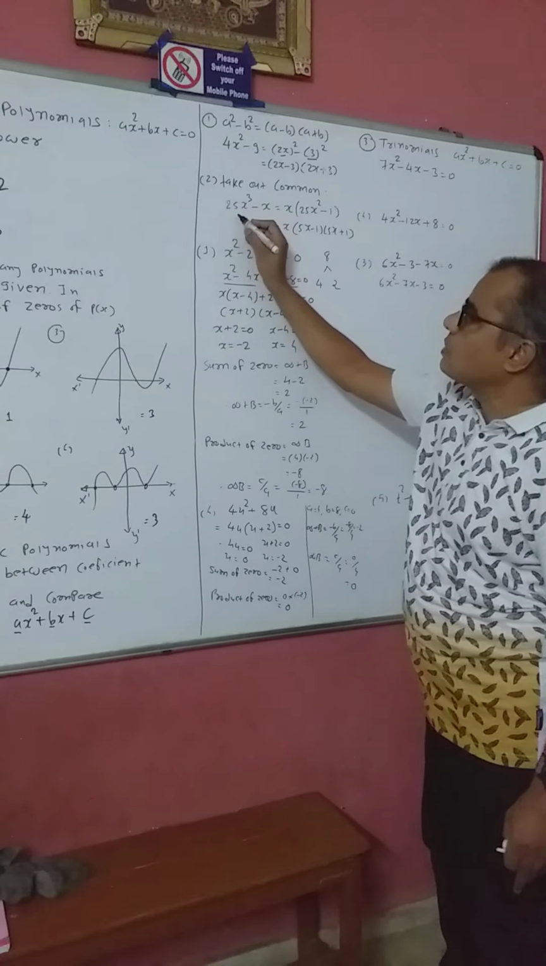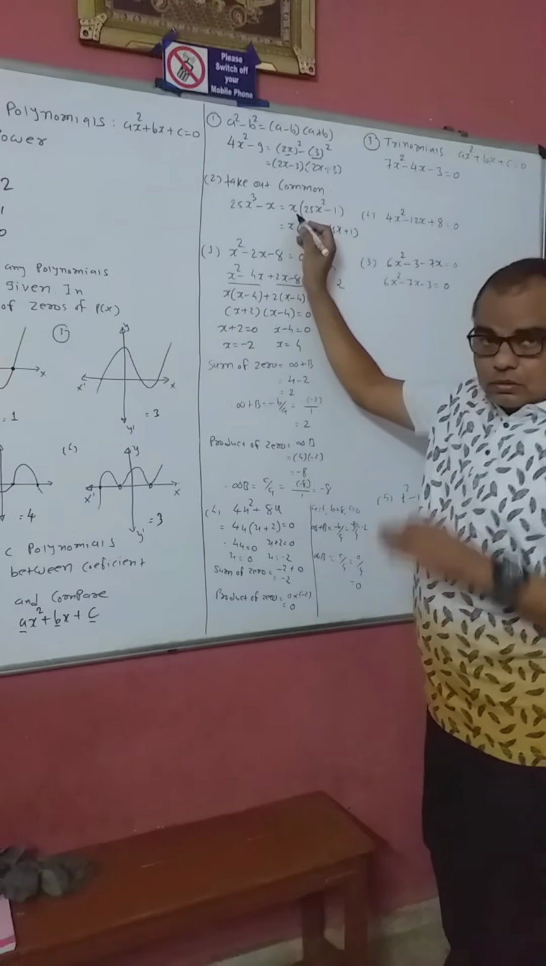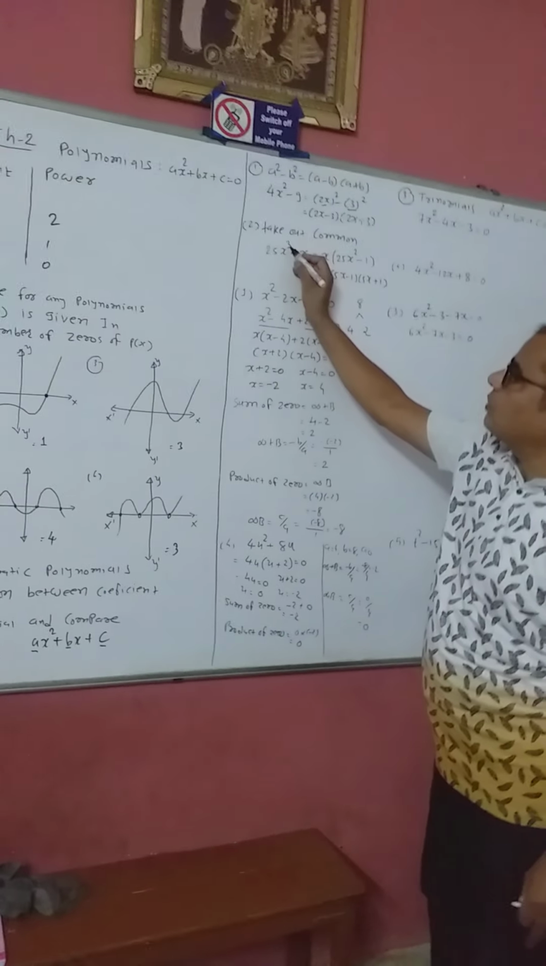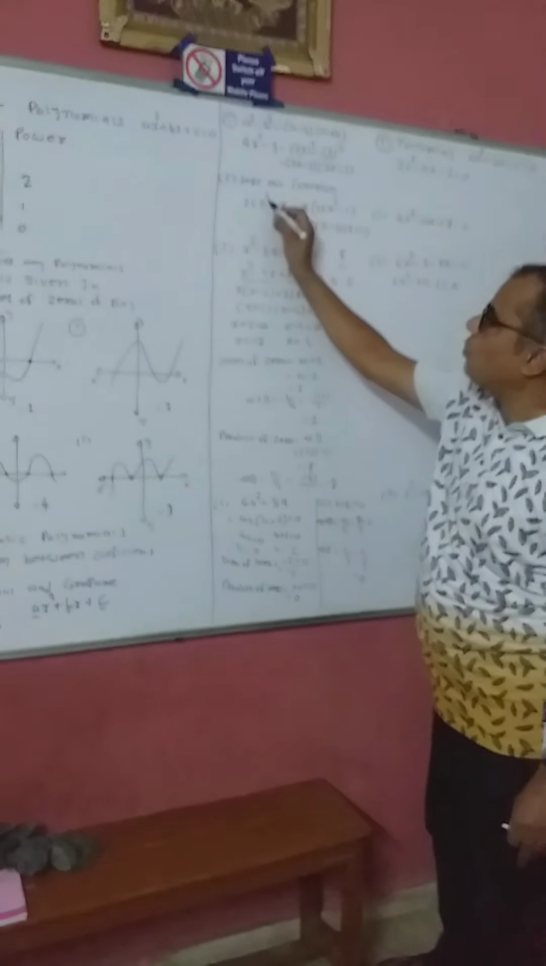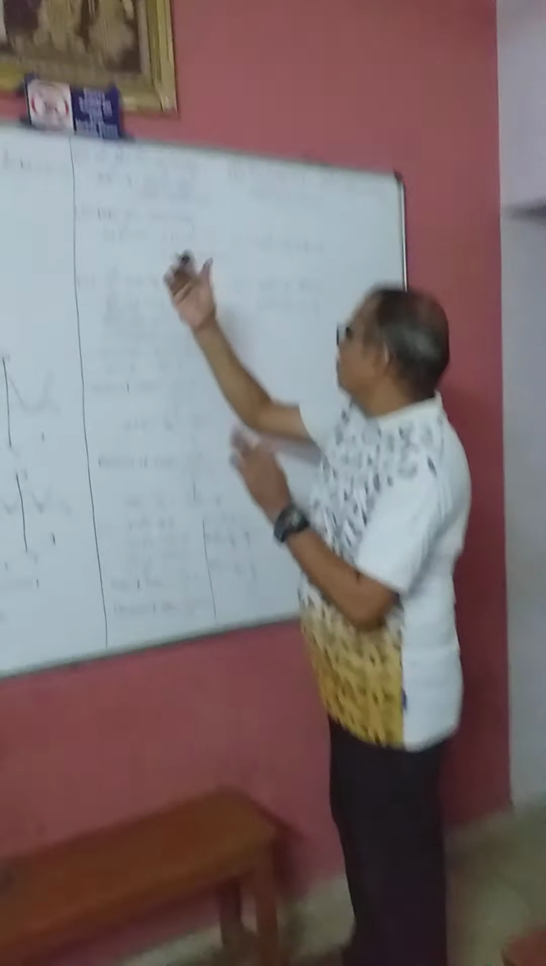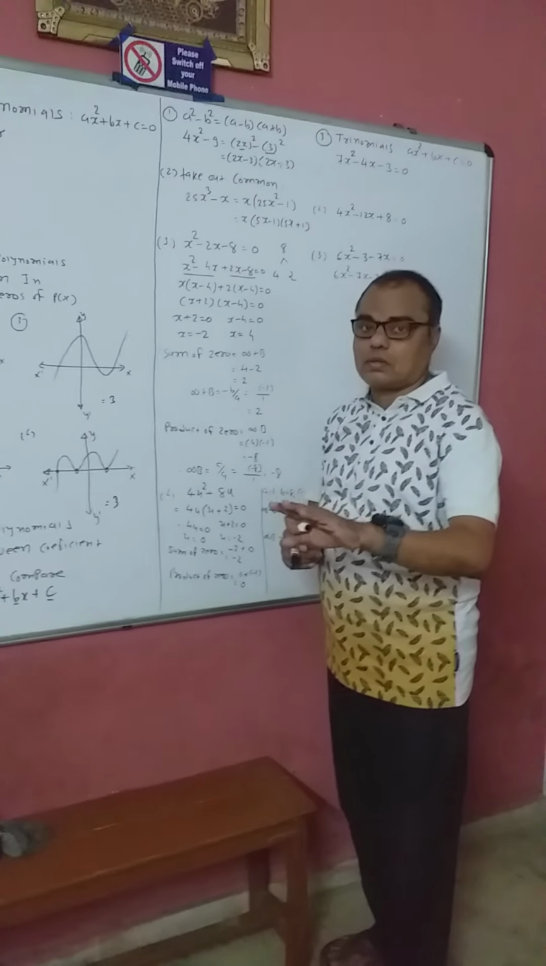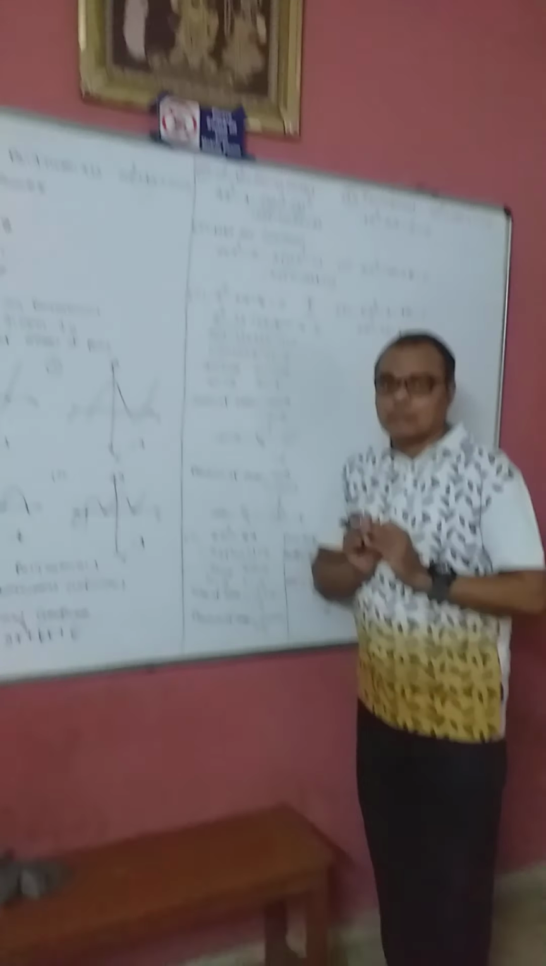Now what remains? The 25x cubed. I remove x. So how many powers will remain? 25x square. Right? Now x will be removed, so we have only 1. If x is taken out of the bracket, it will be 1.